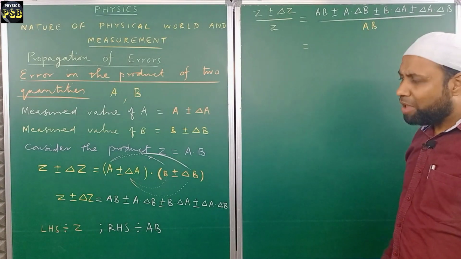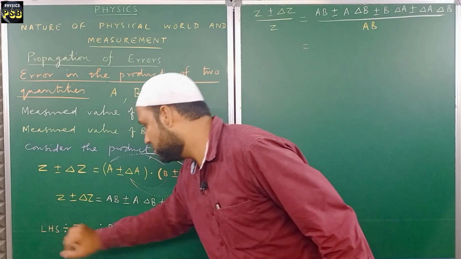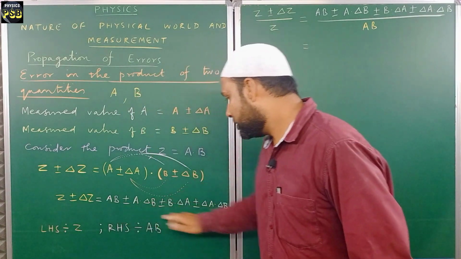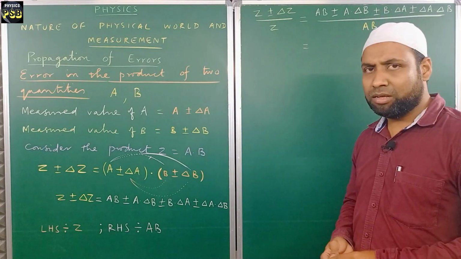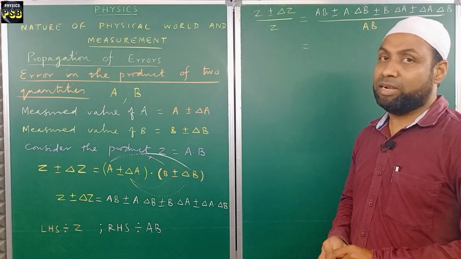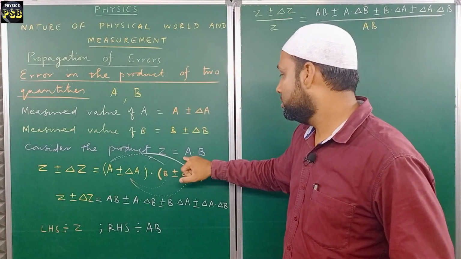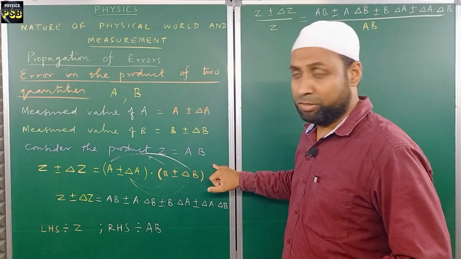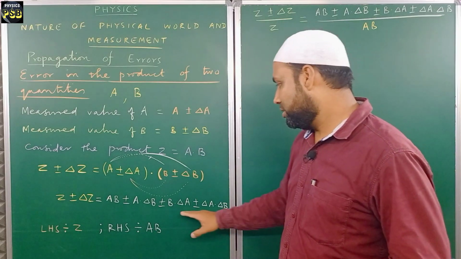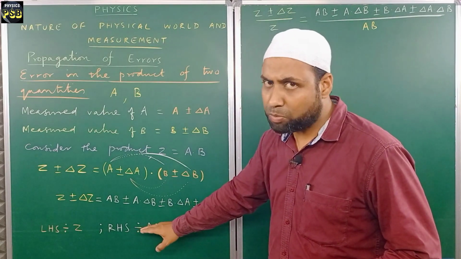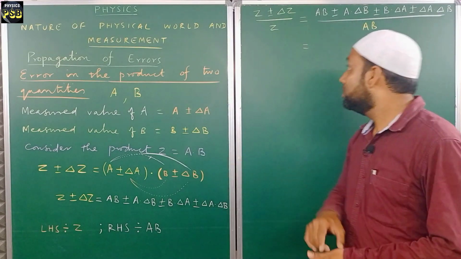Now you may ask me why I have done this. Why the terms present in the left hand side are divided by Z and the terms present in the right hand side are divided by AB. Would it make any difference? Here definitely it will not make any difference. The reason is Z is nothing but the product of A and B. So whether I divide the terms on the right side with Z or its corresponding value, it's not going to make any difference. I hope you have understood.